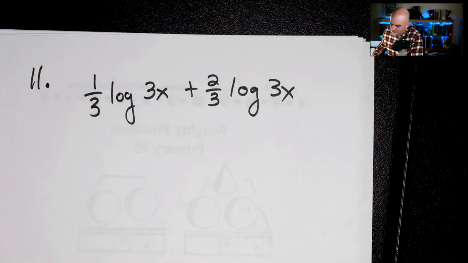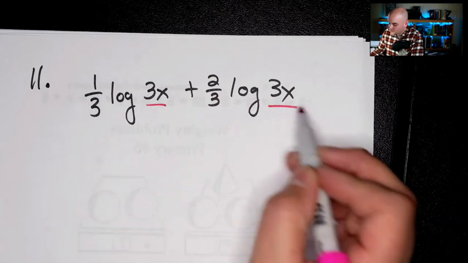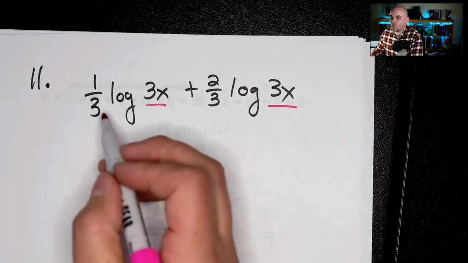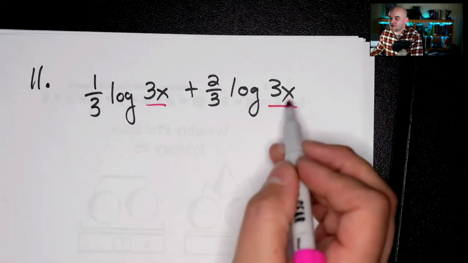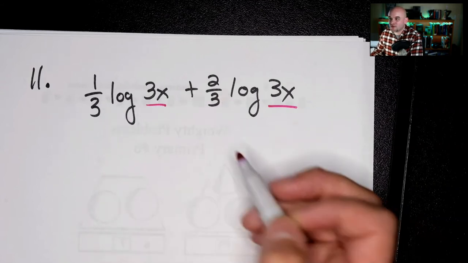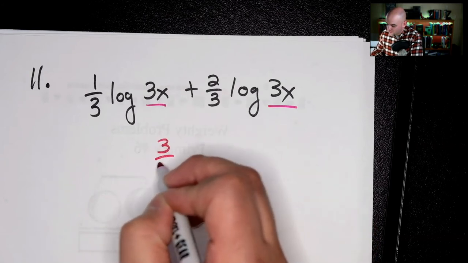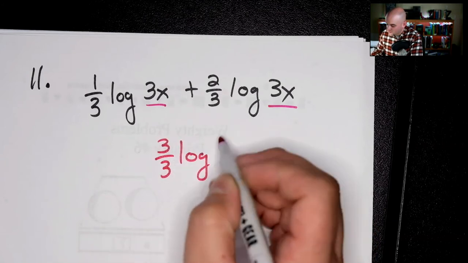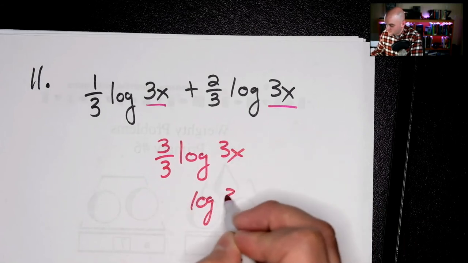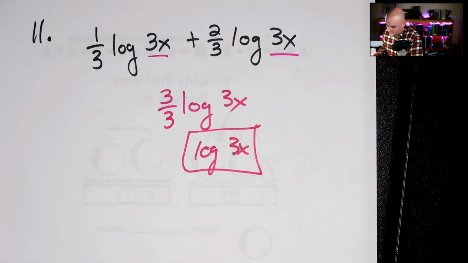This is number 11. Now, the interesting thing about number 11 is notice what we're taking the log of is the exact same thing. So we have 1/3 of this mess plus 2/3 of the same mess. So 1/3 plus 2/3 is 3/3. So really I can just add this up and get 3/3 of log base 10 of 3x, which is the same thing as log of 3x. That's my answer. And you say, that's not fair, you didn't teach us that.